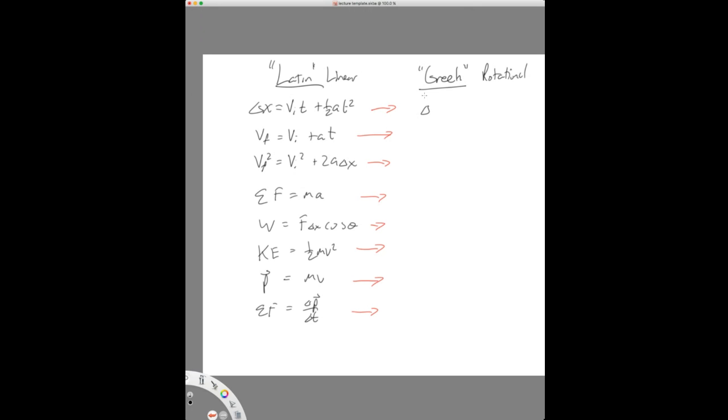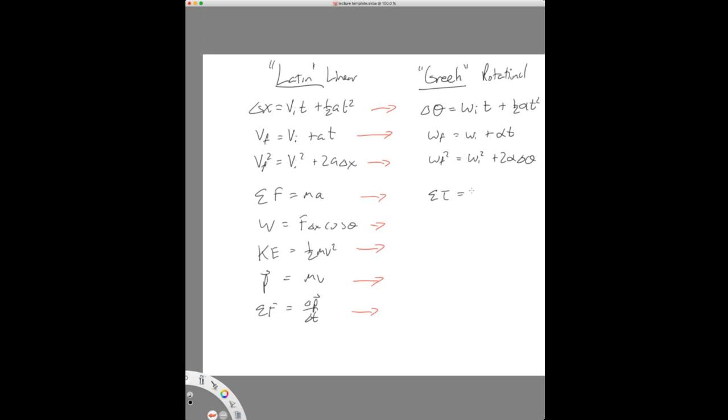And that looks like instead of a delta x, we have a delta theta. Instead of a v initial, we have omega initial times time plus 1/2. Instead of at squared, it's alpha t squared. And we can do the same thing for all of our kinematic equations, just translating the symbols into Greek. And there's basically a perfect correlation between these three kinematic equations and these three rotational kinematic equations.